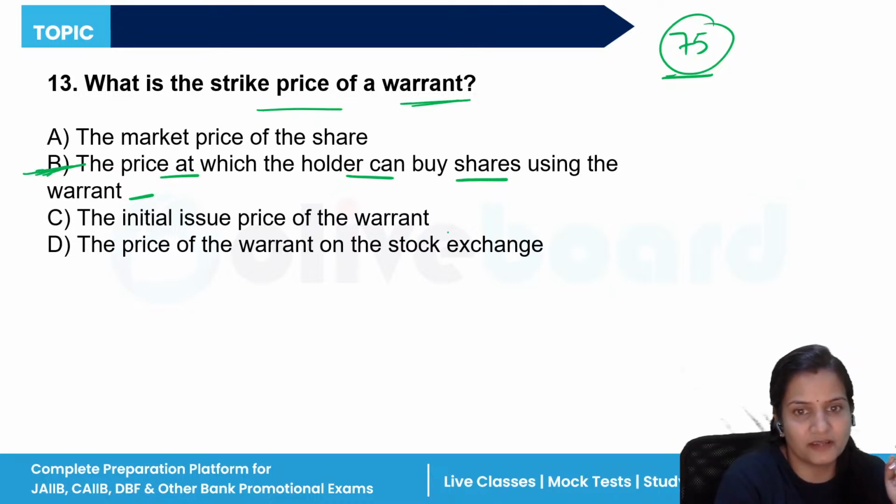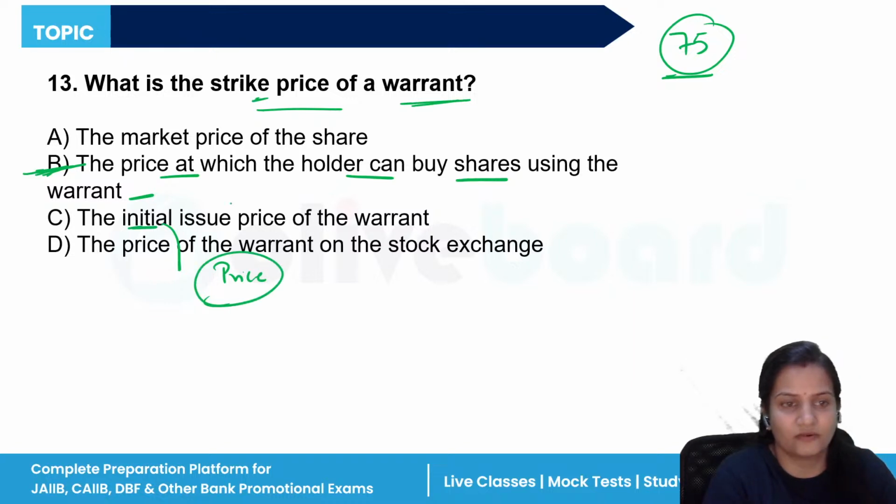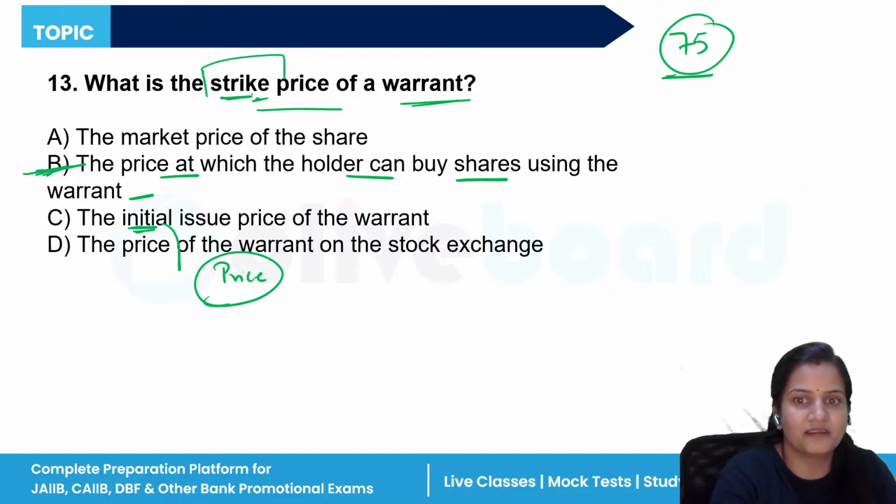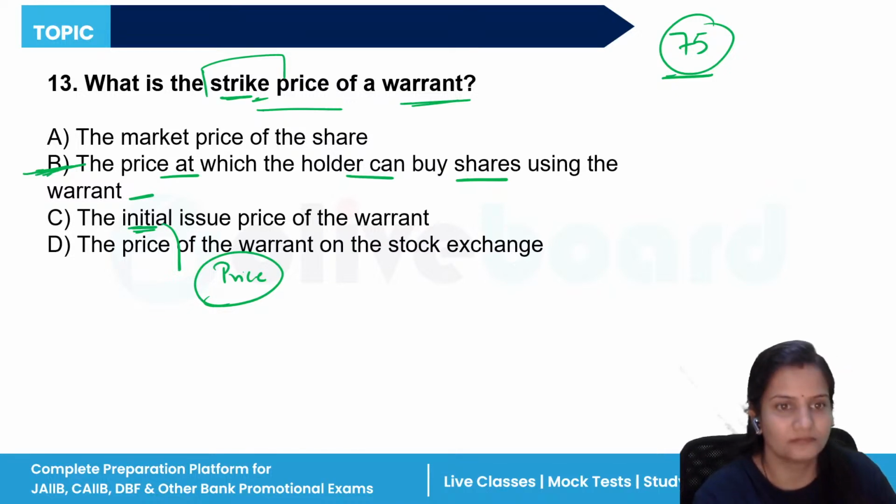Clear? The initial issue price of the warrant is not the strike price. It is the initial issue price, meaning at the starting, when you issue the warrant, what price you are going to take in that case. So that is the initial issue price, not the strike price. The strike price is the price at which you are going to buy the shares of the company. Clear?